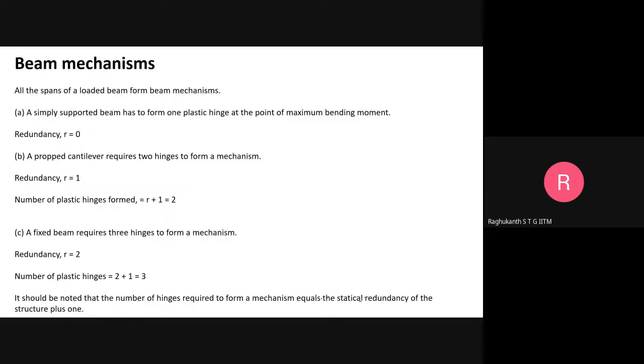So if you see this case, all the spans of a loaded beam, for a simply supported beam, how many plastic hinges are required? So now what is the redundancy of a simply supported beam? See, what is the redundancy of a simply supported beam?